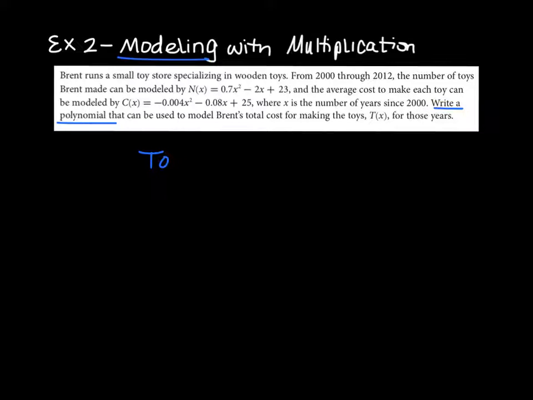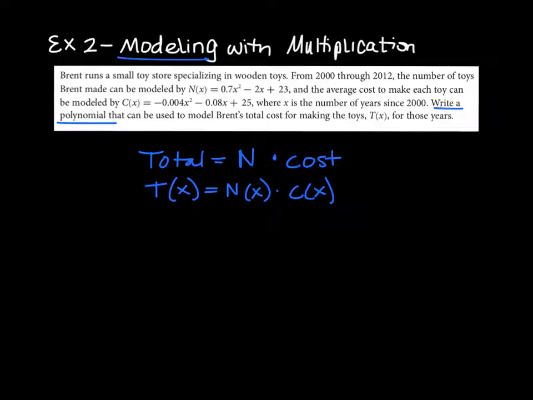And if we think about that here, we could find the total by doing the number of toys multiplied by the cost. That just makes kind of logical sense. So really, if I use their notation, T of x equals N of x times C of x. And those of you that had me last year, or you may have seen this even in geometry or in your Algebra 1 class, remember when you write these polynomials out to multiply, you have to put them in parentheses because you're multiplying the entire polynomial by the other entire polynomial.